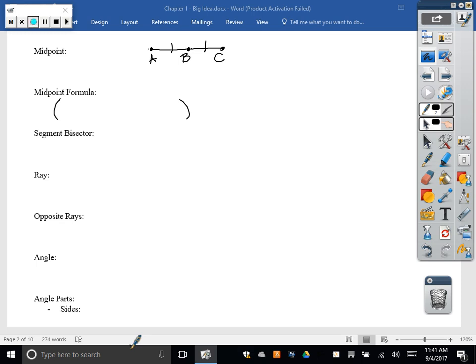Now I'm going to tell you this. Some of the formulas will be given to you on the AIR test. I don't believe this one will be. I think it's too simple to forget. Just think average of the x values, average of the y values.